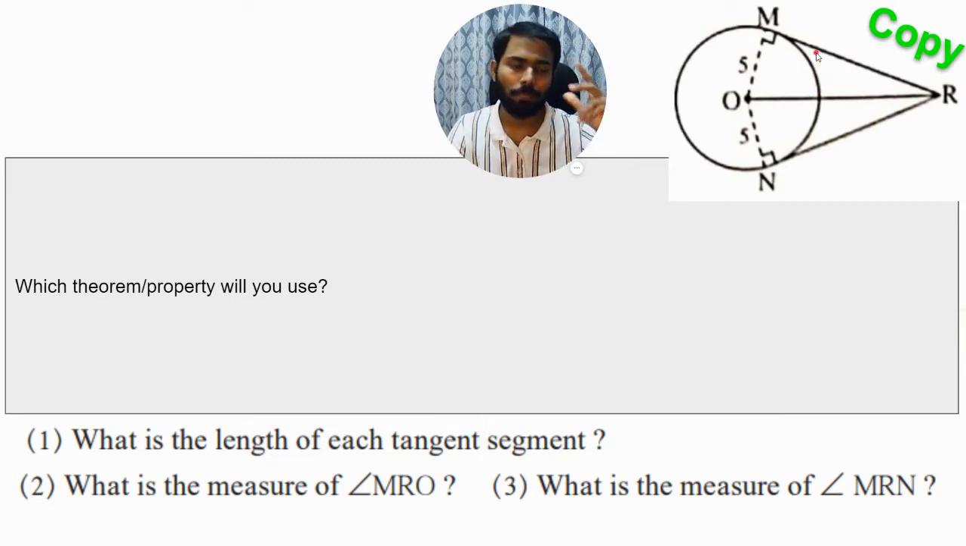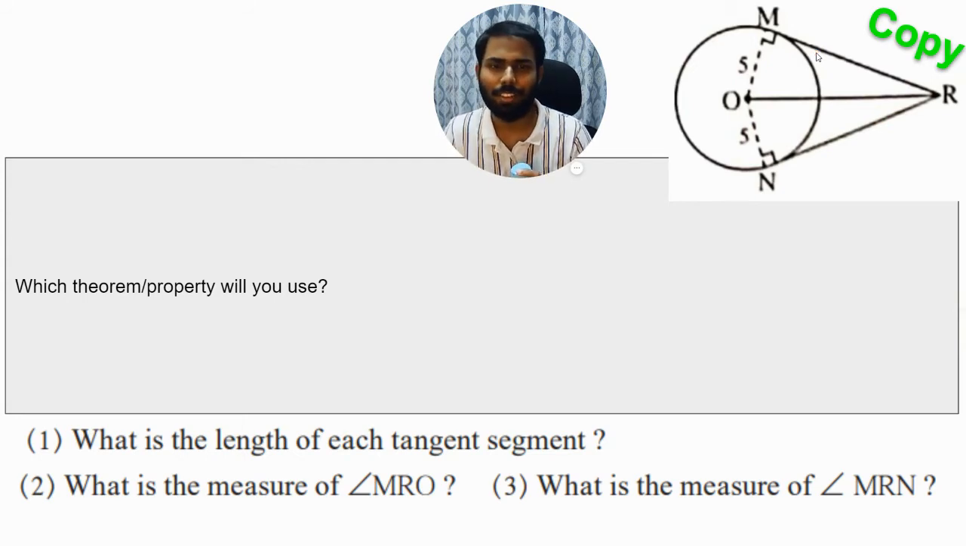Does this ring a bell? Just think. So right angle triangle, one side is 5 centimeters. The one which is hypotenuse, it is 10 centimeters. Does this ring a bell? Which theorem, which property will you use? I'll give you all a few seconds to think about it. Okay, this is a hint from my side.